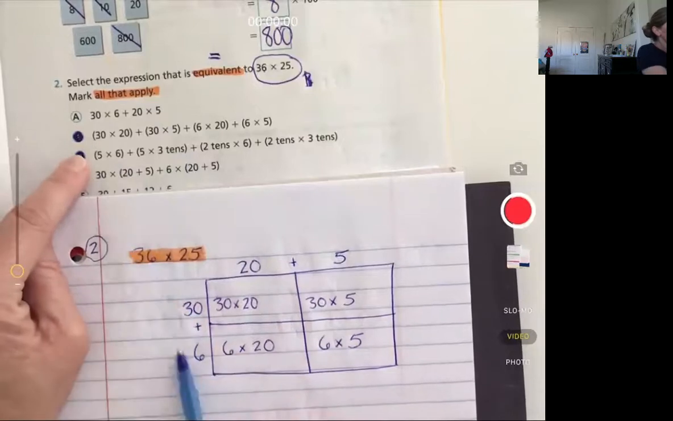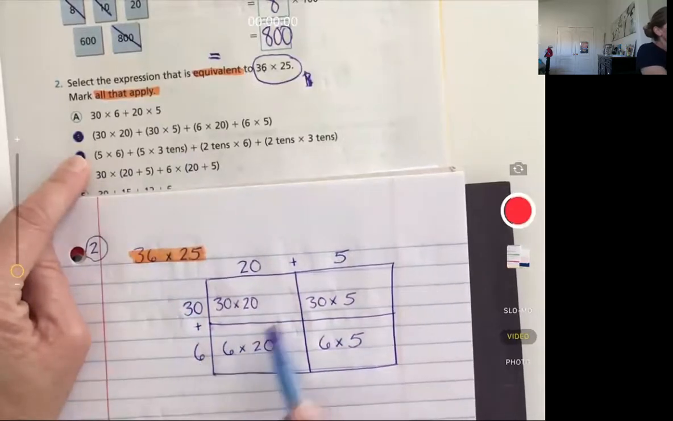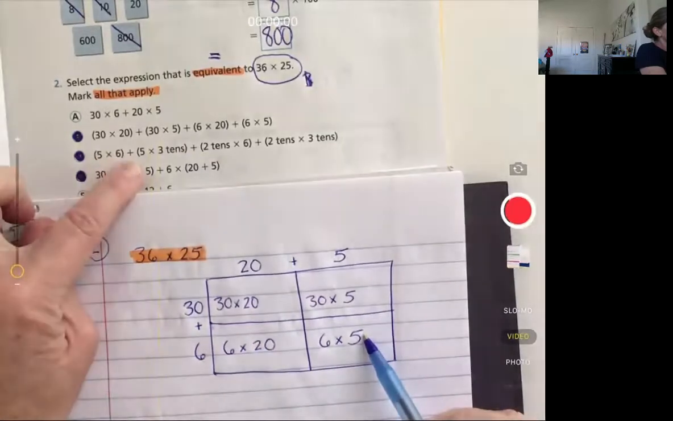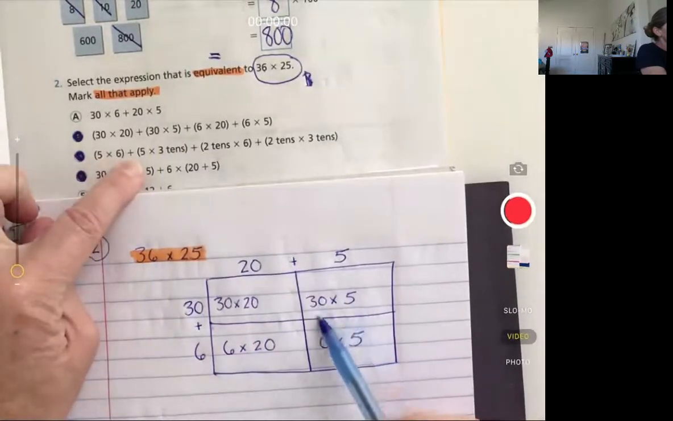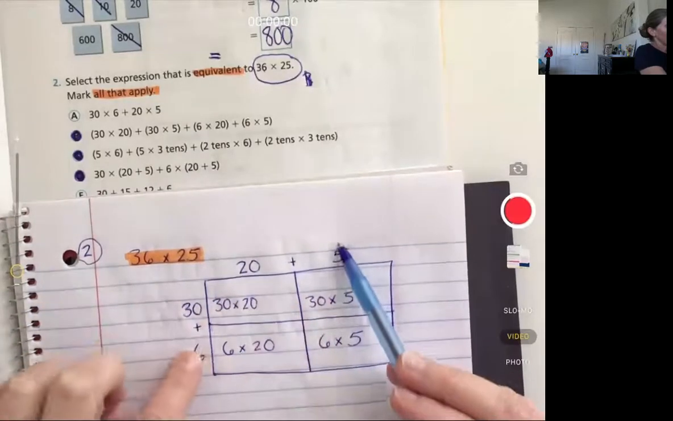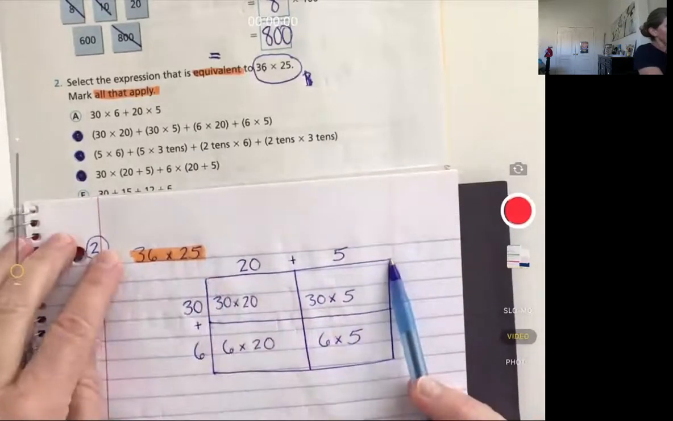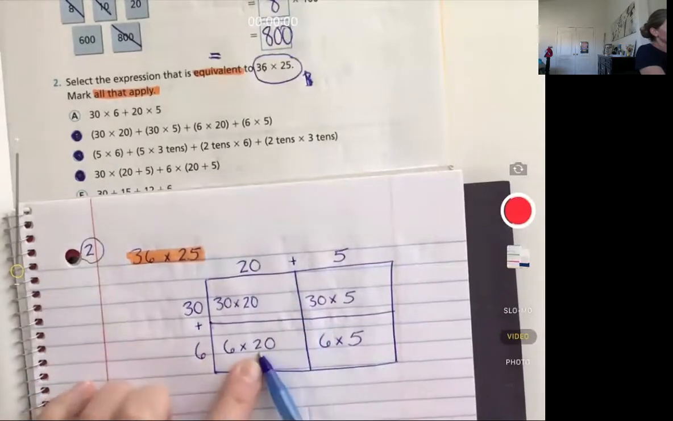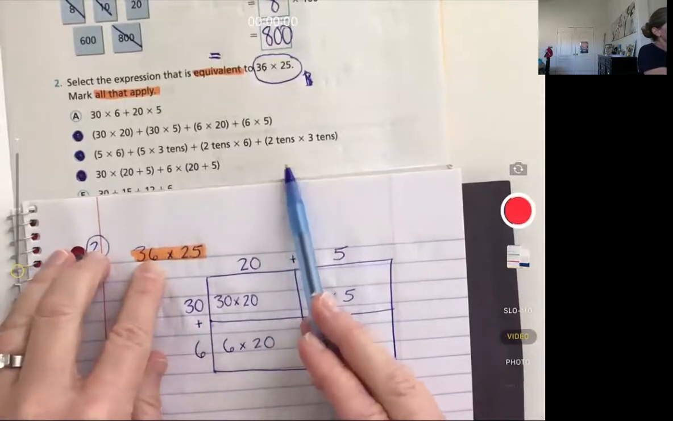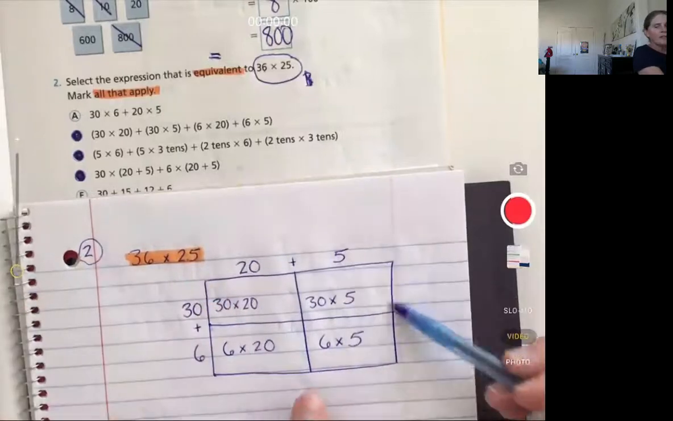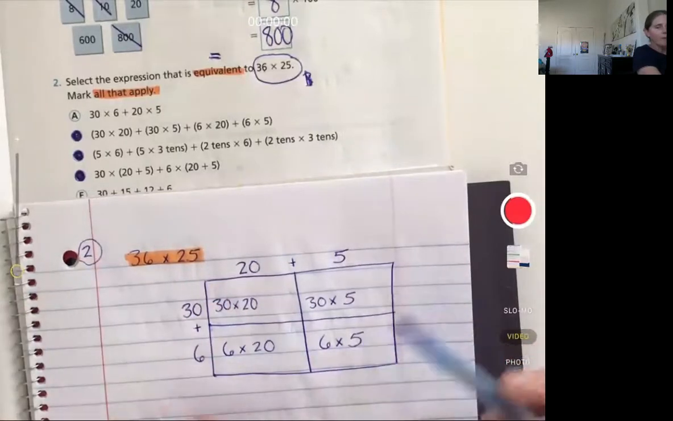Moving on to C, it started with the ones. So we have, you can see a 5 times 6 plus 5 times 3 tens. Well, 3 tens is 30, right? So it's just going backwards now. It's going the other way. 2 tens times 6. So this is here. And then 2 tens times 3 tens, that's the last one. So it just started with the 5 and went the opposite way.